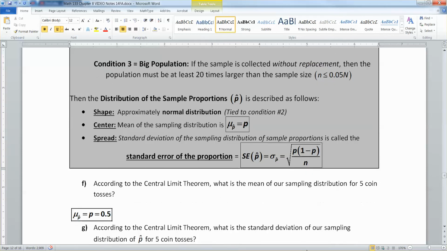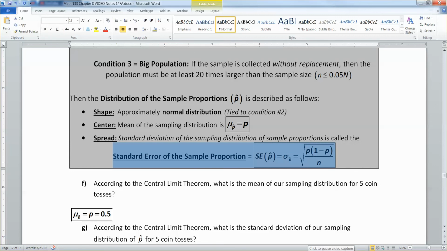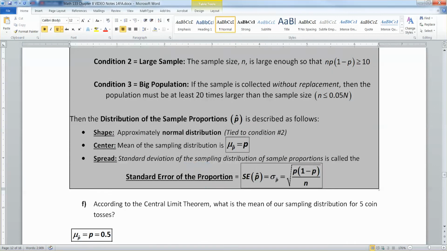Okay. Oh, and to be fair, that's the standard error of the sample proportion. But we just abbreviate it without the sample. It is technically sample proportion, but it's fine.